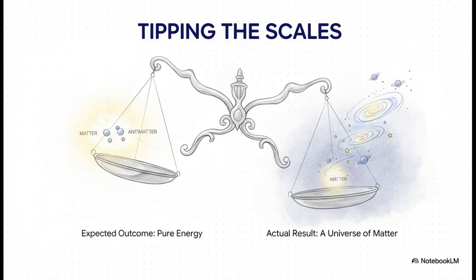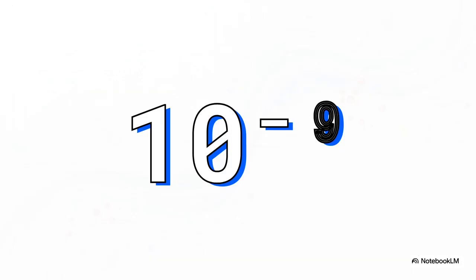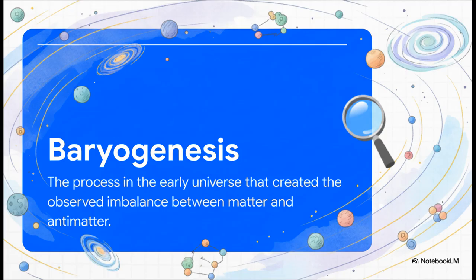Something tipped the scales. And get this, the margin was razor thin. We're talking for every 1 billion antimatter particles, the universe somehow managed to cook up 1,000,000,001 matter particles. That single, lonely leftover particle, repeated over and over again across the cosmos, is the ancestor of every single atom in existence today. It's the ultimate cosmic rounding error. In the world of cosmology, this whole case has an official name. It's called baryogenesis, and it is the central puzzle we have to solve if we want to understand why our universe looks the way it does.